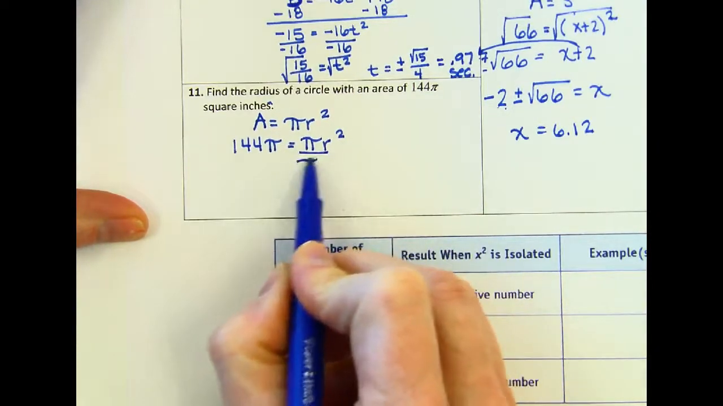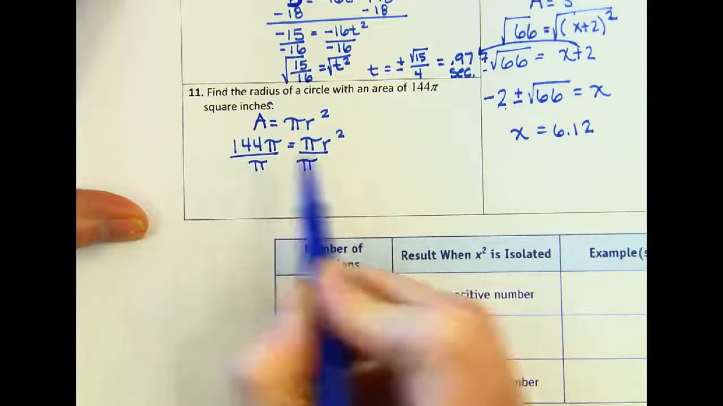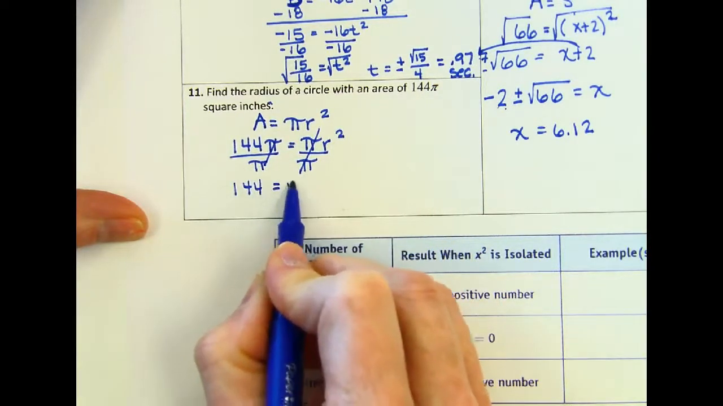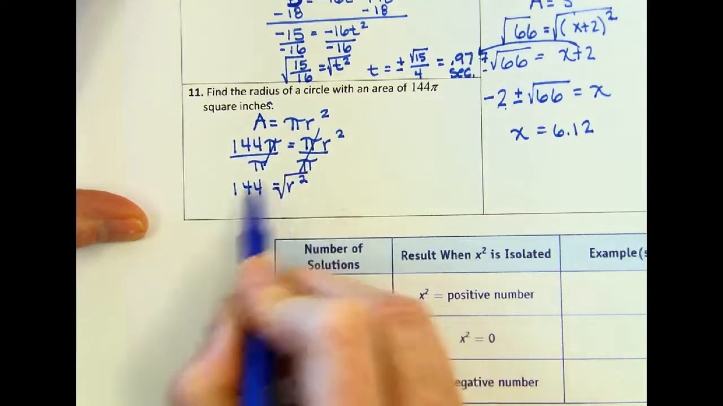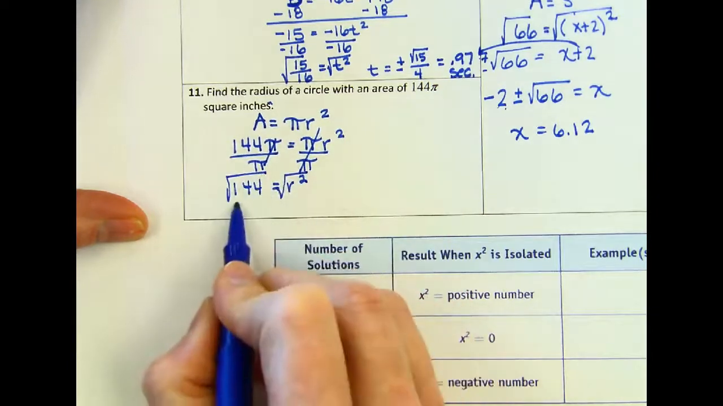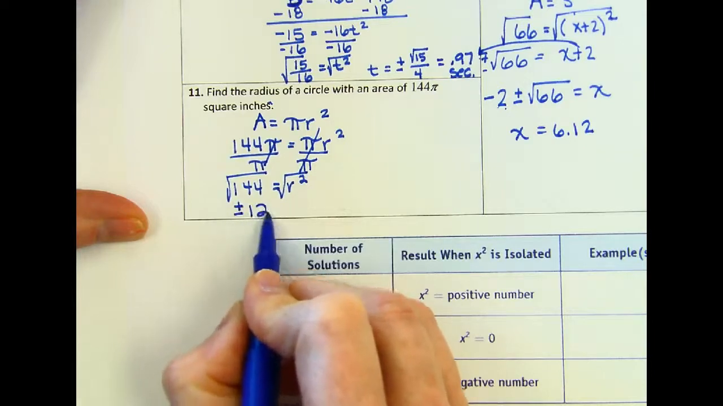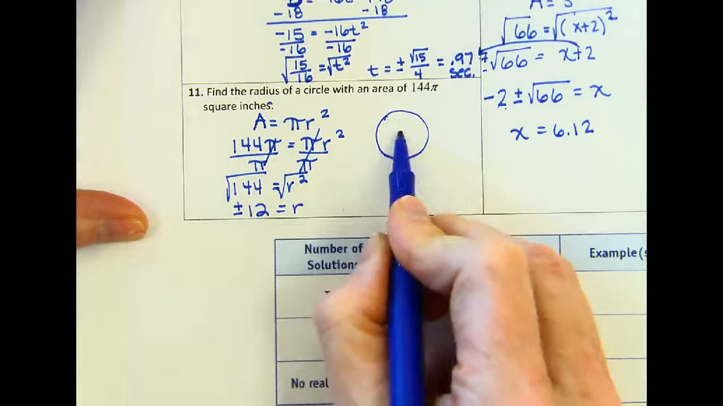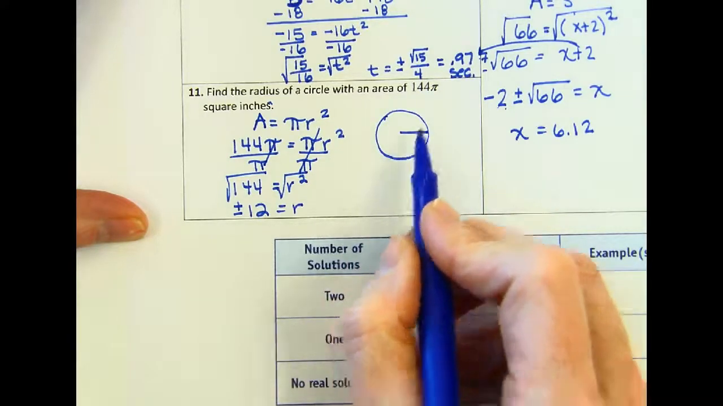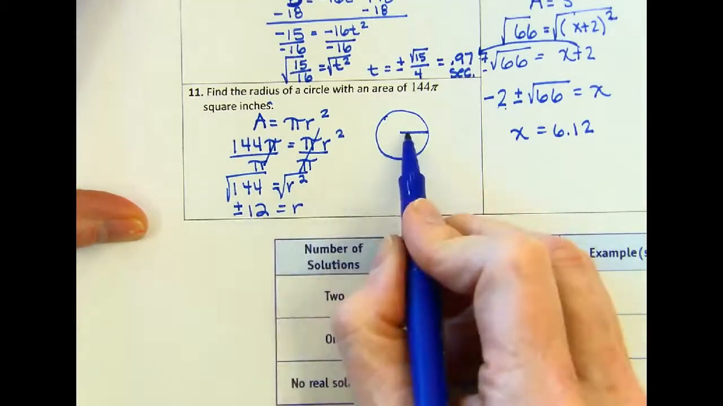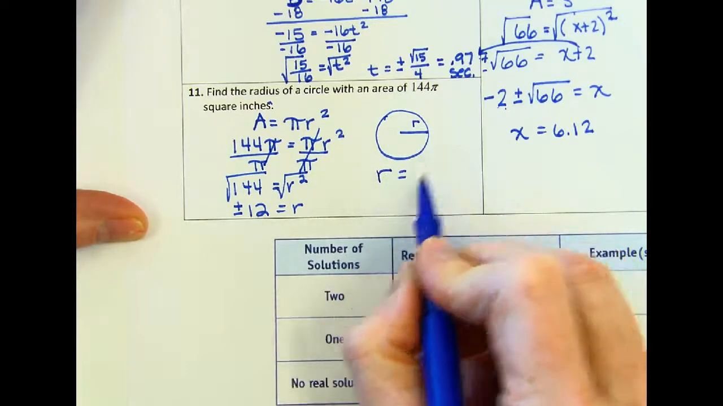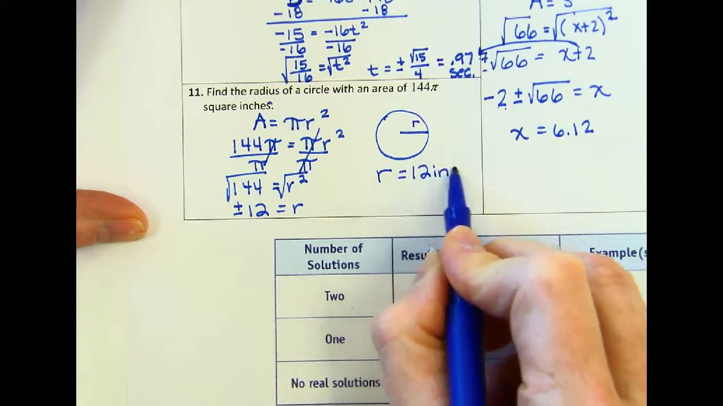We would divide this side by pi. So I have 144 equals r squared. I would square root both sides. I would get plus or minus 12 equals the radius. But if I have a circle with a radius in inches, I cannot have a negative 12-inch circle. So the radius in our case will be 12 inches.